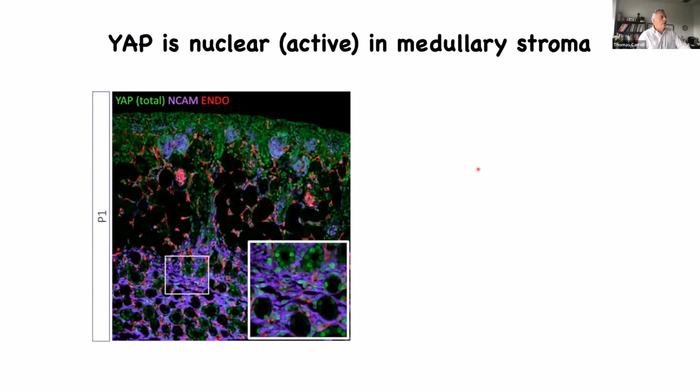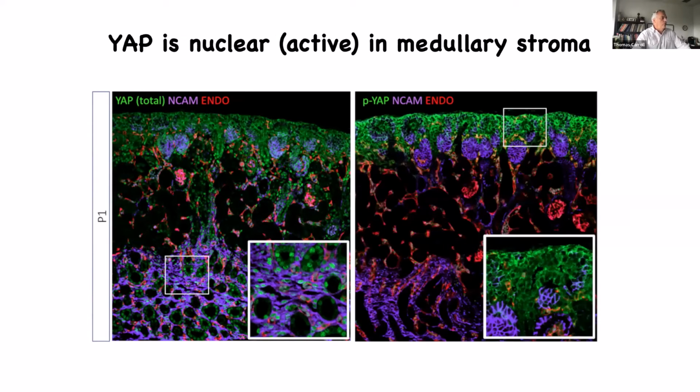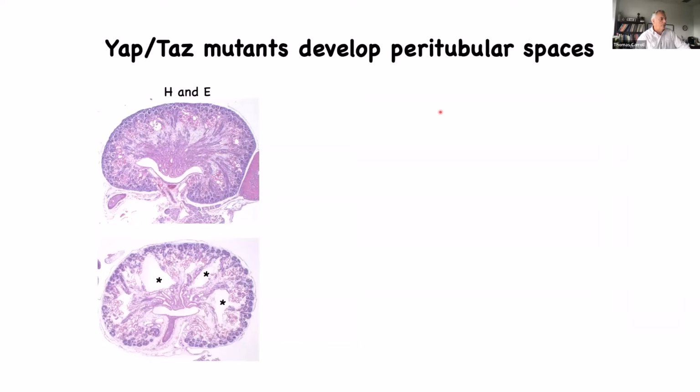So I just want to show you, if we look at an antibody for total YAP, you can see that YAP is broadly expressed in the stroma of the kidney. Out here in the cortex, you can see it's kind of diffuse staining, but as you move down into the medulla, around the proximal tubules and into that subproximal tubular domain, you can see it's primarily nuclear. If we look at phosphorylated YAP, which remember is the inactive YAP, it is still present, but it's only out in the cortex, and you can see it's predominantly cytoplasmic. So this supports the idea that YAP is active in the proximal tubule stroma.